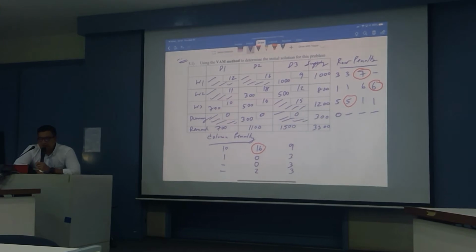Okay, so this is the RAM technique for generate the initial solution.